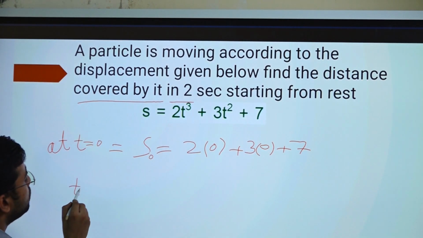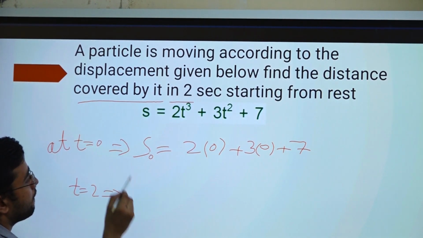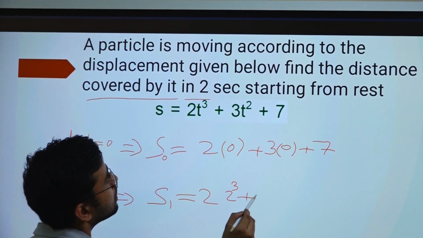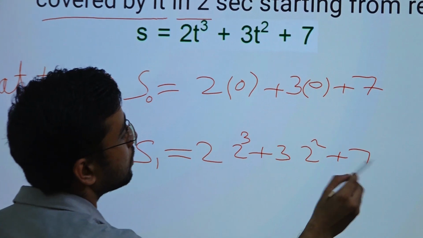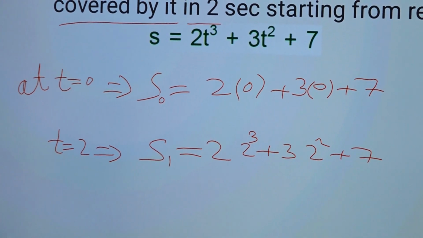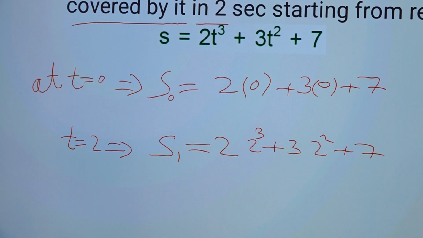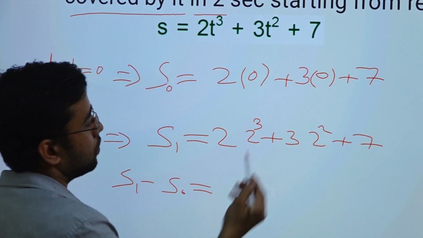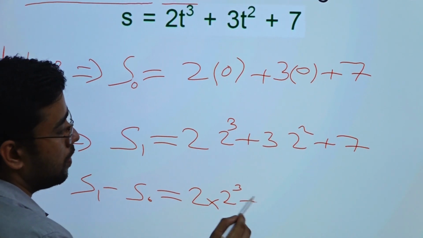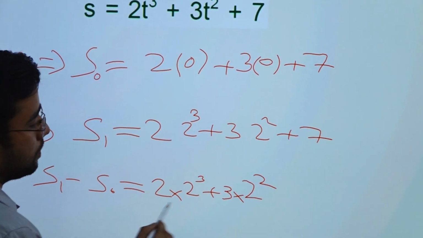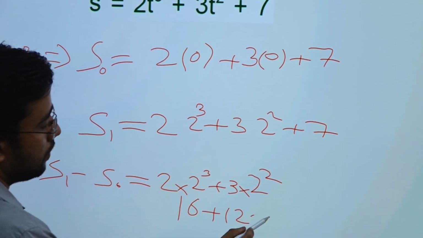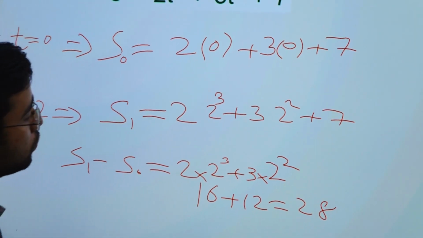So at t is equal to 2 seconds, S1 is equal to 2 into 2 cube plus 3 into 2 square plus 7, right? What they are asking is the distance covered by it in 2 seconds starting from rest. So the distance will be S1 minus S0. We will directly get 2 into 2 cube plus 3 into 2 square, 16 plus 12, that will be 28, right? So 28 will be the answer.